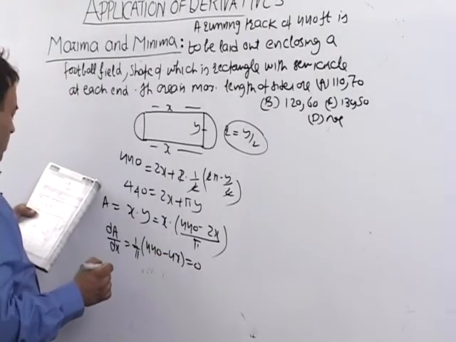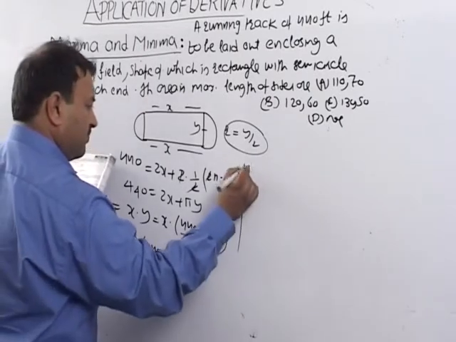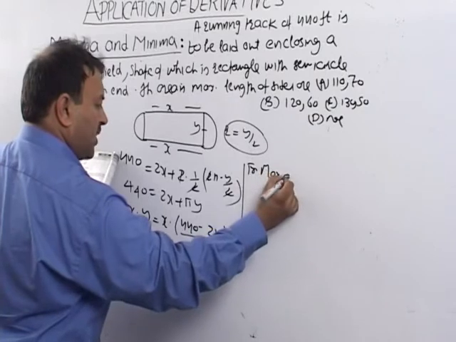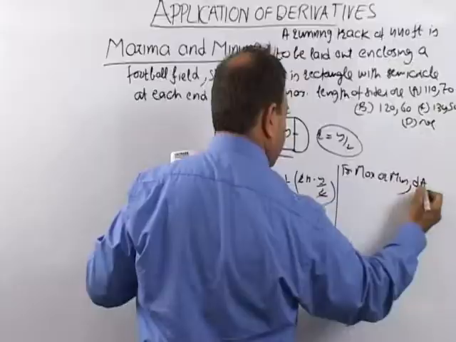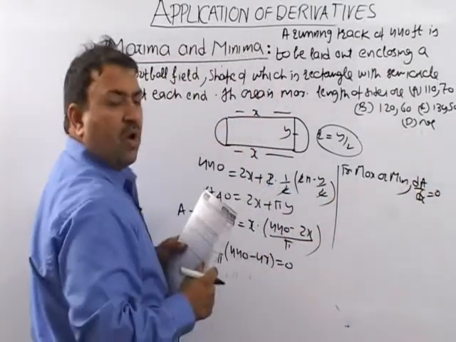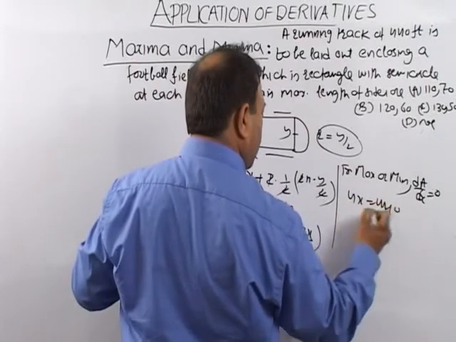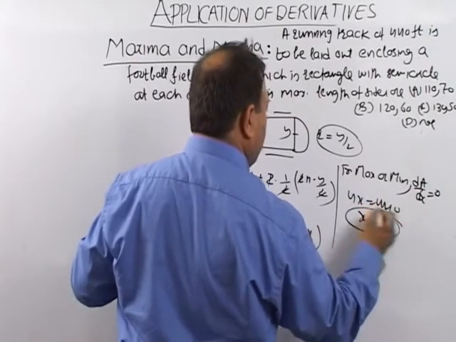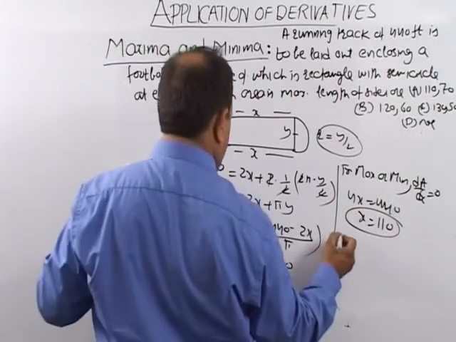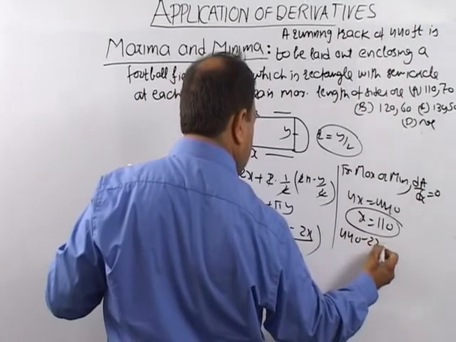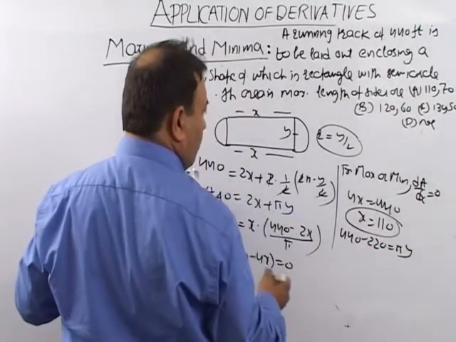For maxima or minima, dA over dx is 0. So 4x is 440, x is equal to 110. I got it. Then 440 minus 220 is equal to pi y.